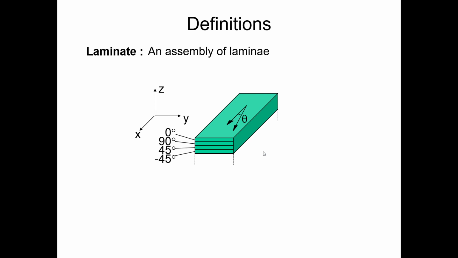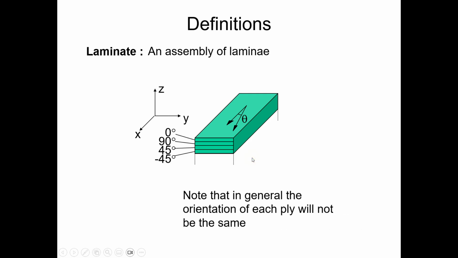So what is laminate here? A laminate is assembly of many layers. For example, here you can see we have shown 4 layers, 0, 90, plus minus 45 degrees. Note that in general the orientation of each ply will not be the same. There can be any degree within the plane.